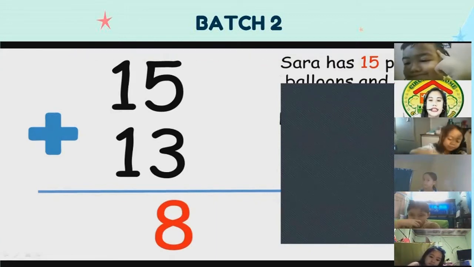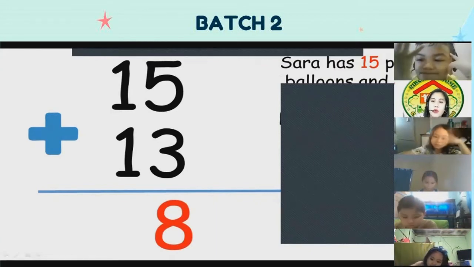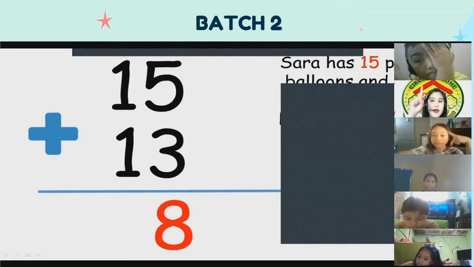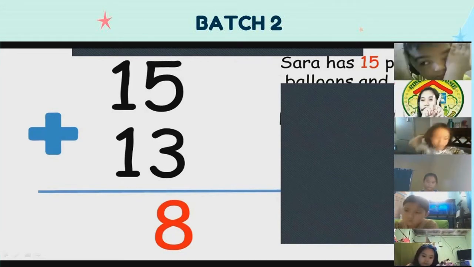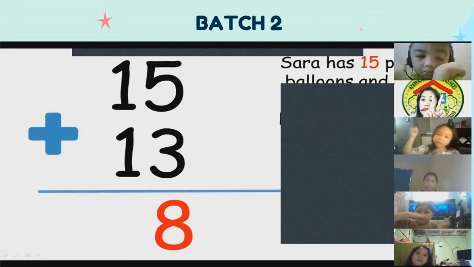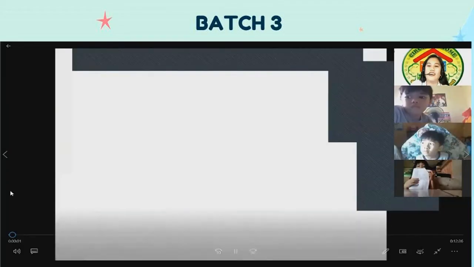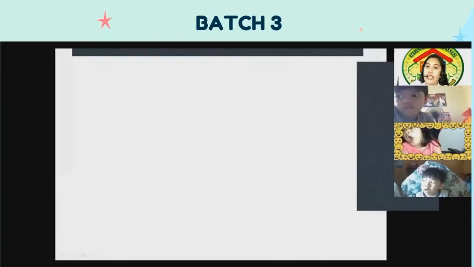And let's go to the tens place. You have there 2 number 1. That's 1 plus 1. 1 and 1, put them together. That will give you 2. Very good.